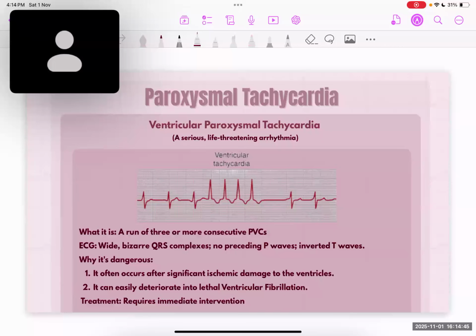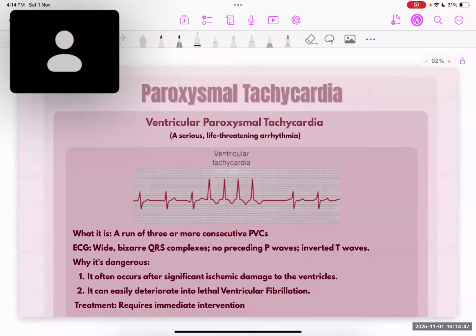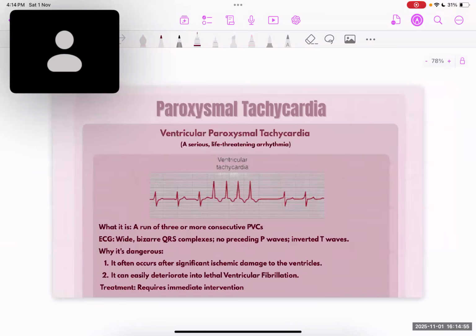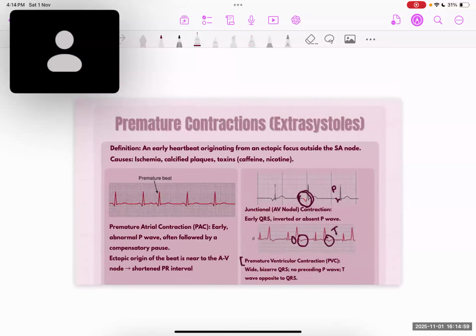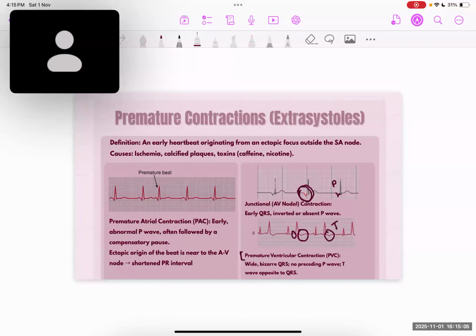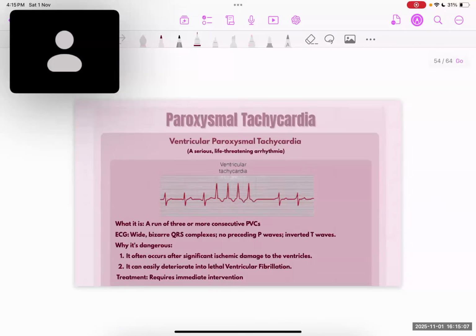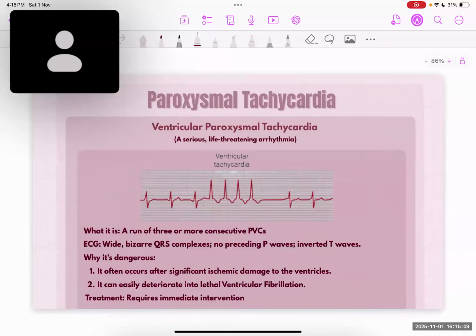We mentioned PVCs somewhere. Does anyone know what they are? Anyone recall? We just mentioned it. Yes, the premature ventricular contractions. And what did we say is going to happen when we have premature ventricular contractions? Anyone? You're going to have inverted T waves. Yes, so you're going to see that here.